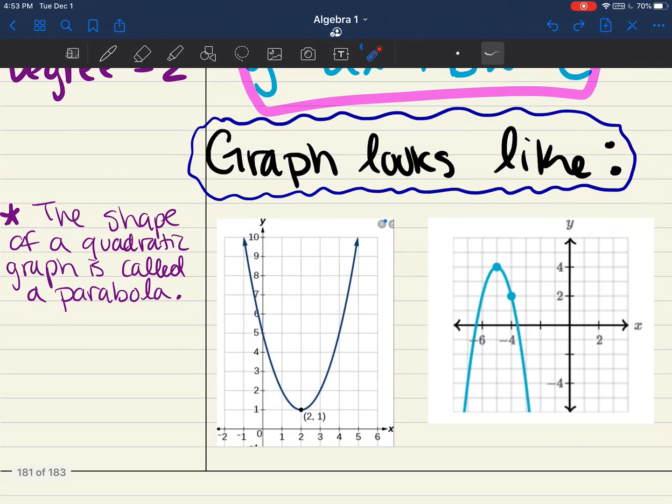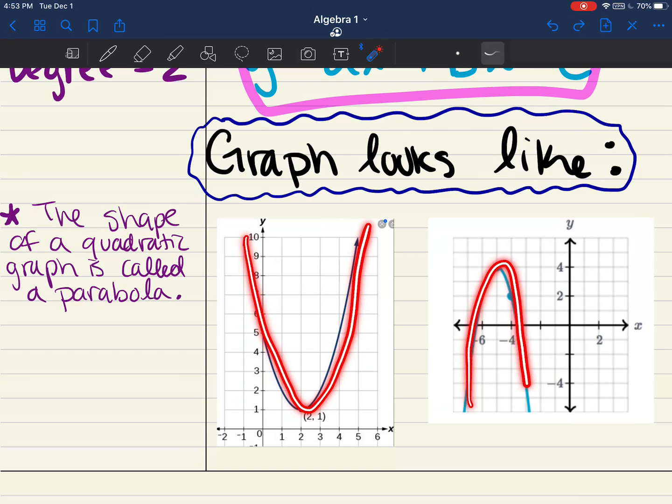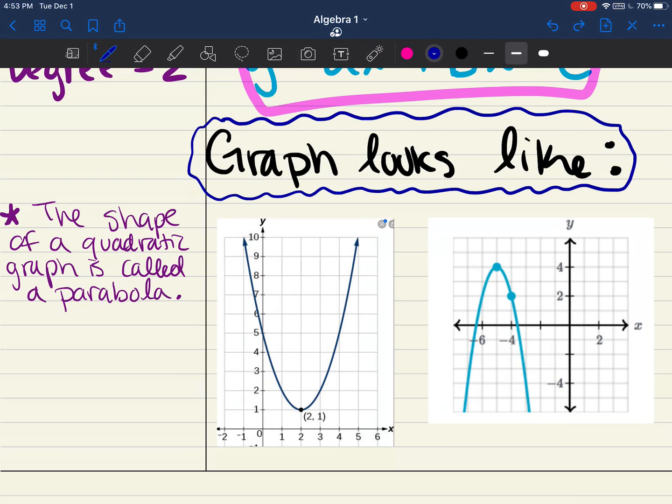All right, so now we're going to look at what graphs look like. What are graphs of quadratics? So what do they look like? So the shape of a quadratic graph is called a parabola. And that refers to the curve that the parabola makes. And so sometimes you'll see quadratics that get really steep, sort of right here. And it'll appear to become perfectly vertical, but it never actually is. It's going to continue to grow out in those directions.